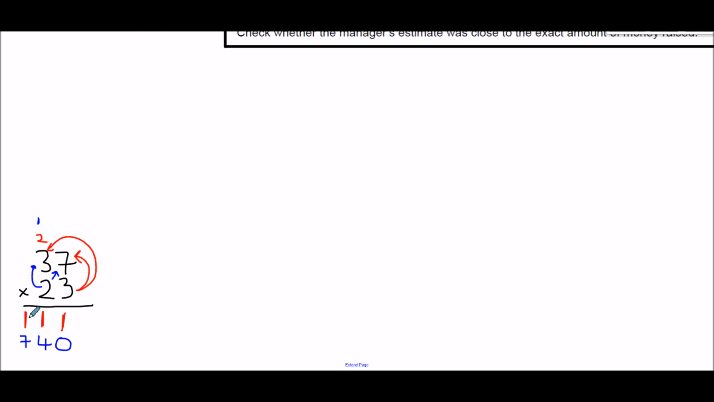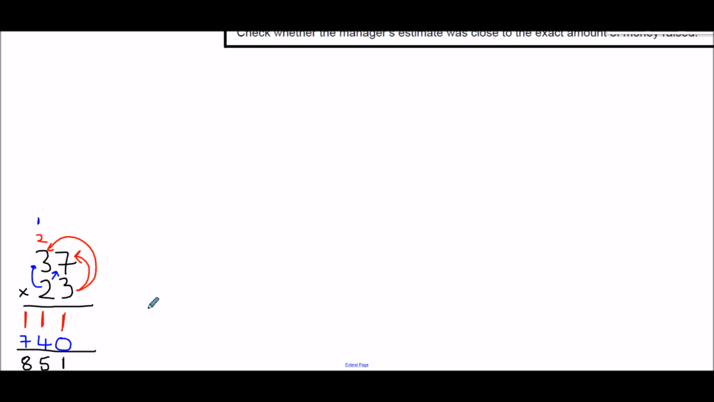So now we need to total up these numbers here to get our final answer. 1 plus 0 is 1, 1 plus 4 is 5, 1 plus 7 is 8. So we'd get 851.